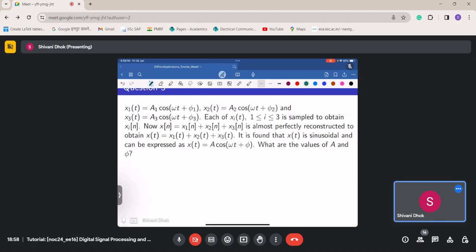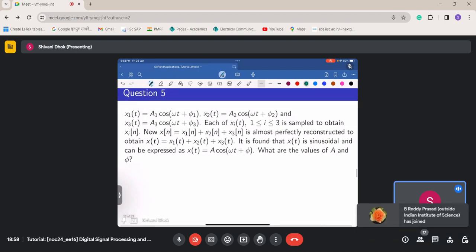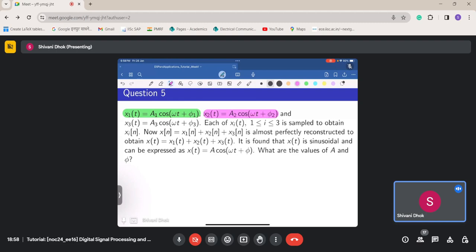What we have here is that we are given three sinusoids. x1t is a1 cos omega t plus phi 1. x2t is a2 cos omega t plus phi 2. And x3t is a3 cos omega t plus phi 3. All of these sinusoids have the same frequency, but they differ in amplitude as well as in phase.